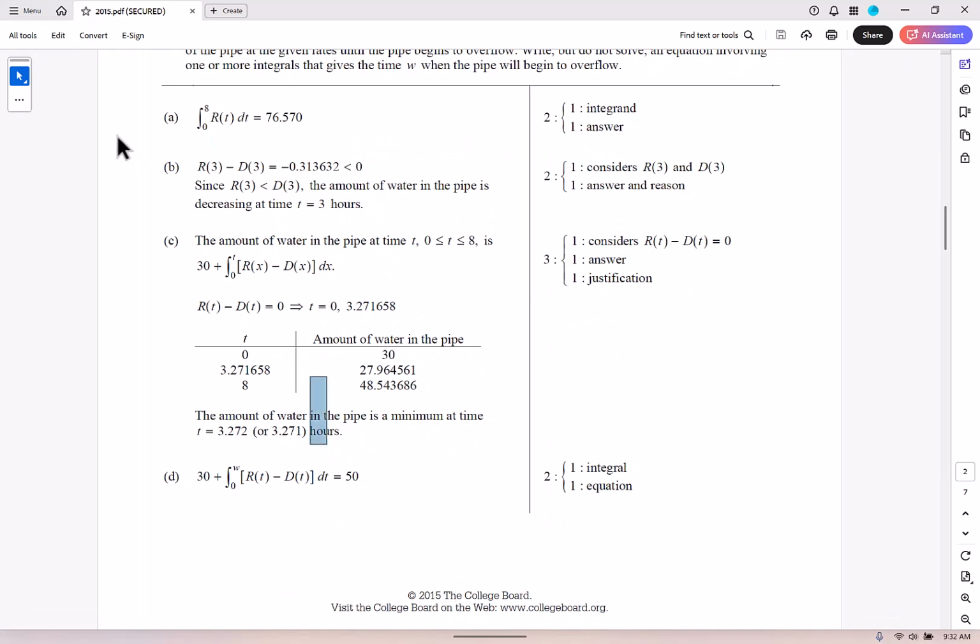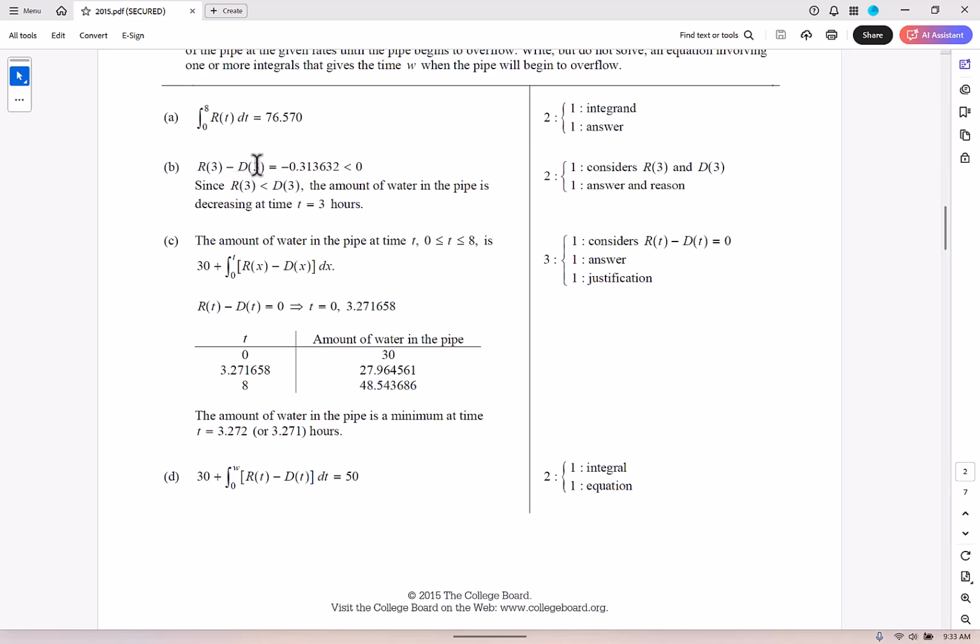Yeah, these are usually always 2 points. Look at this, guys. Letter A, how many points? 2. 1 point for the integral, 1 point for the answer. They didn't even bother writing the equation. They just wrote R of T. That's what I want you guys to do. Sometimes they do. Okay, look, but they accepted both answers, which they have to, right?